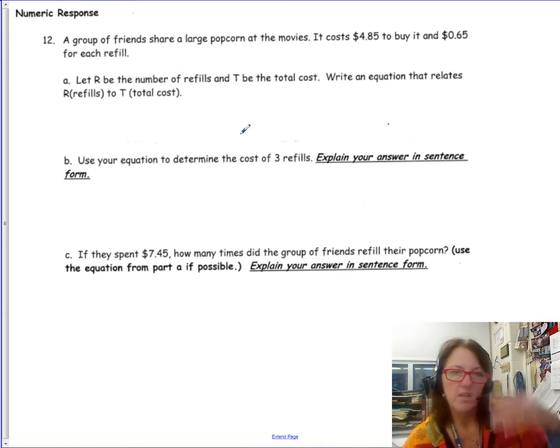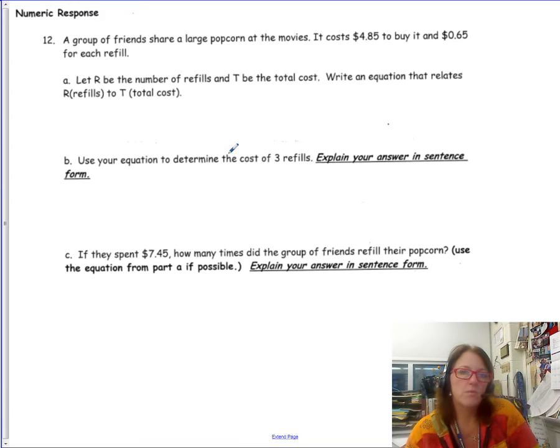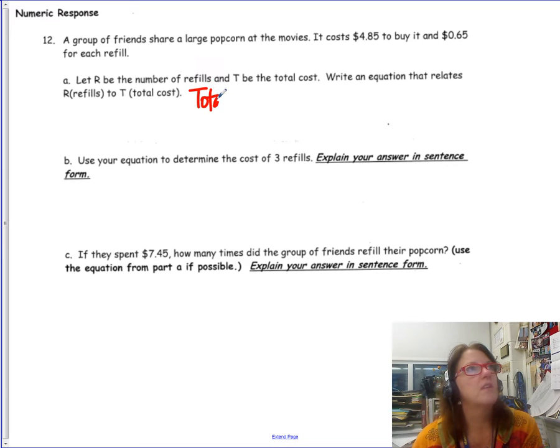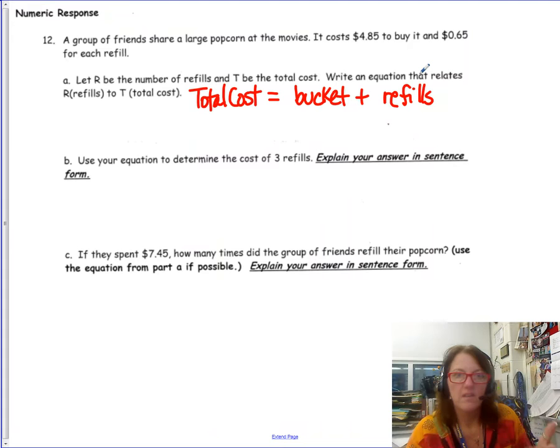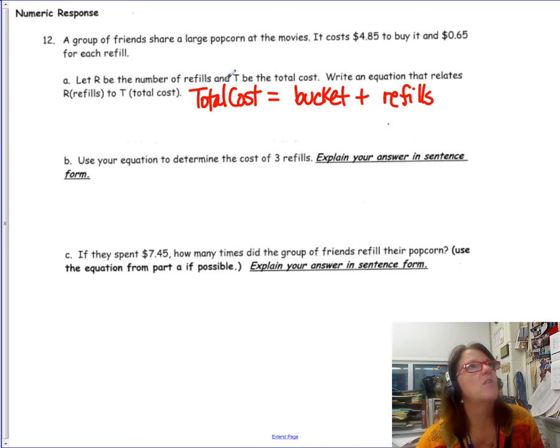Now, before you just want to say, ugh, there's too many words there, just stop, okay? The total amount of money that you spent, the total cost, is going to equal the first bucket that you buy, because you have to actually get the bucket, and then all of your refills. This is really what we're doing. We're taking the cost of the bucket and then all the refills. That's the total amount of money. Make sense?